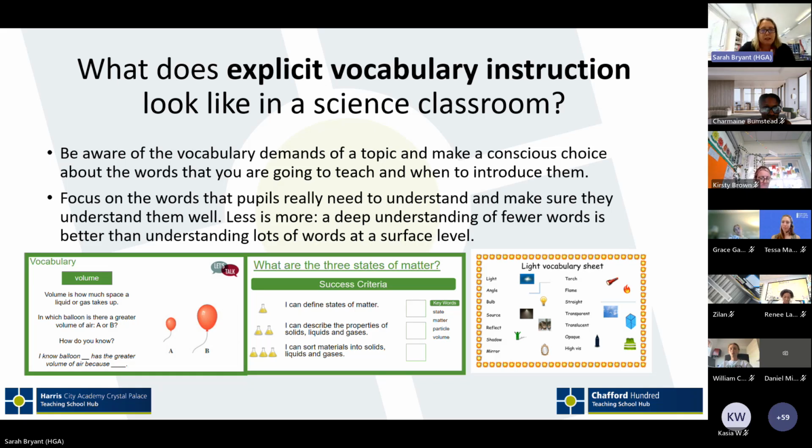So focus on words that people really need to understand. Make sure they understand them well. We are so lucky that science is a vocabulary rich environment anyway, but it's essential that they understand the differences in words. Vocabulary should be explicitly assessed in science, perhaps more so than in any other non-language subject. In fact, the EEF report in relation to science had a huge area based around vocabulary and its importance for children to be able to learn science.